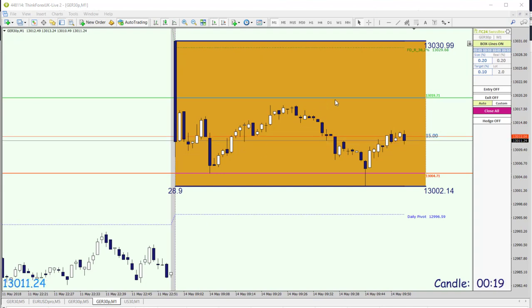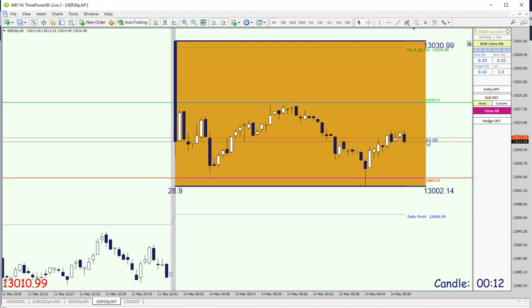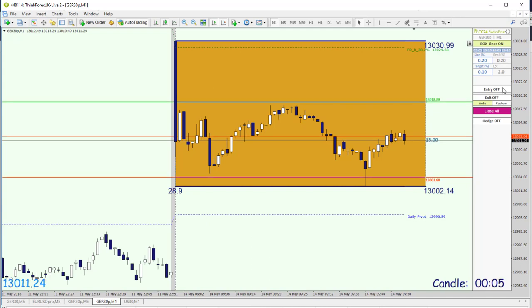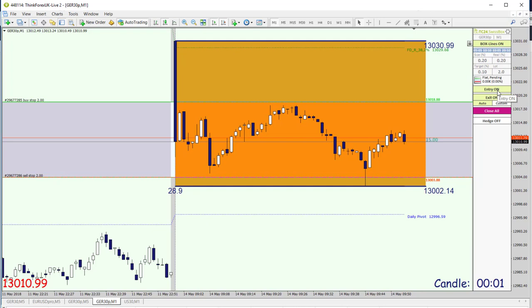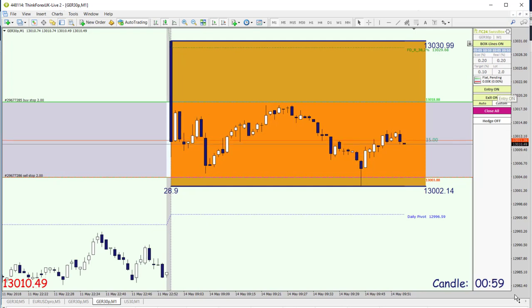Okay, so these are our pending orders. Our risk is always 0.20, target 0.10%, and I'm going to click on a slight adjustment over here, and then we click on entry. So now the entry is on, and we do have 6 minutes left on the clock for the market opening.